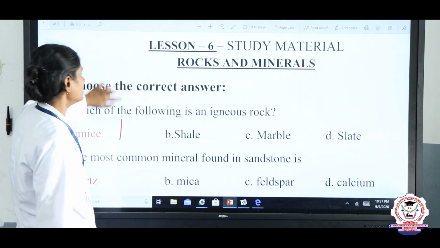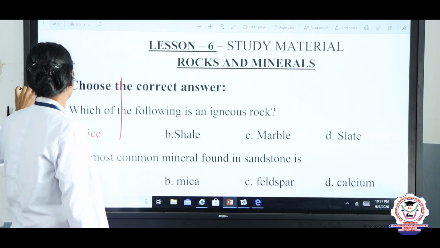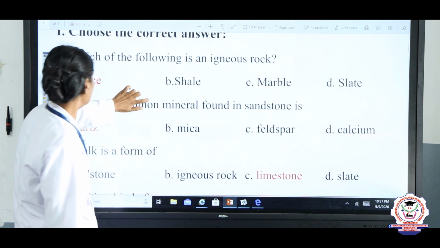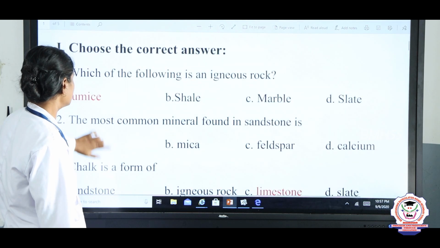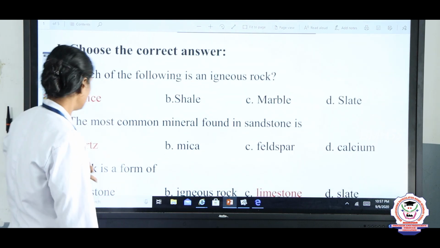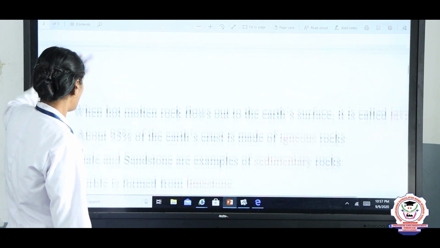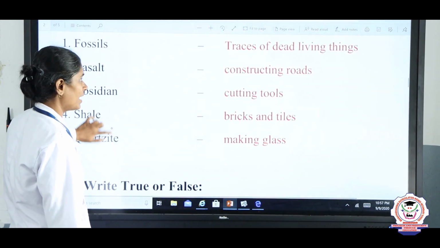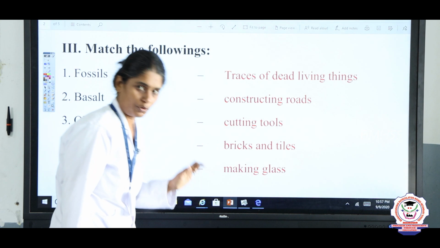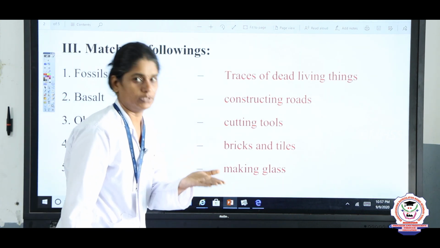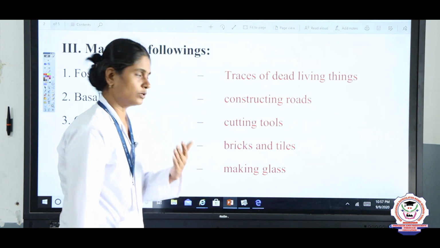So, we have given the choose it, okay. Choose the correct answer, and the answers are given in red color, right. So, you have to choose the correct answer, fill in the blanks, match the following. Match the following is not given in your book bag. So it is a creative question that is added along with your lesson notes, right.